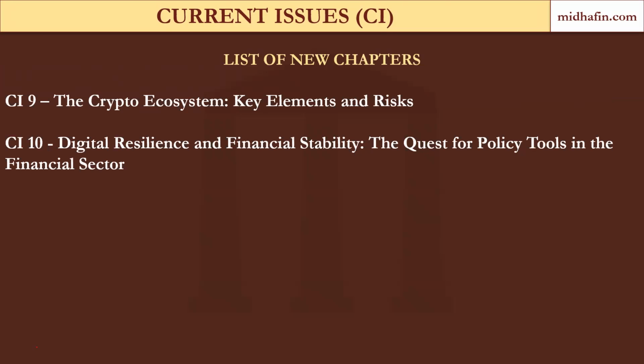Even in the crypto ecosystem, one of the related chapters has been removed, but this CI9 chapter, the crypto ecosystem, key elements and risks, has been added. So basically, both years, 2023 and 2024, are addressing these common themes in current issues like AI, machine learning, and climate-related risks. The 2024 curriculum is trying to expand. Although inflation risk has been removed, it is trying to expand the scope of current issues to include specific bank failure analysis, digital resilience, as I said, and a deeper dive into the crypto ecosystem.